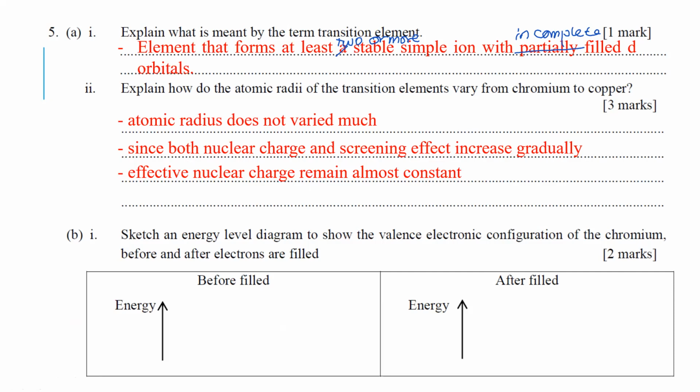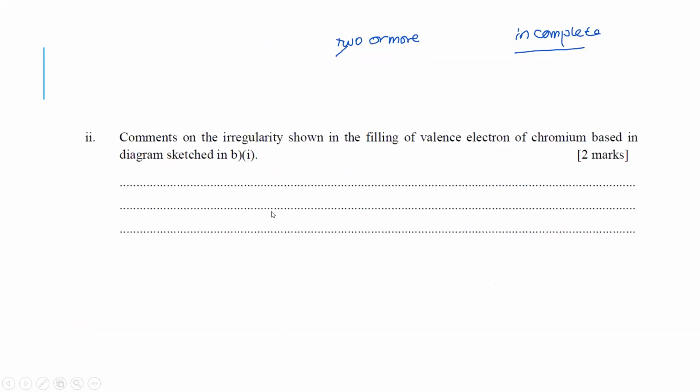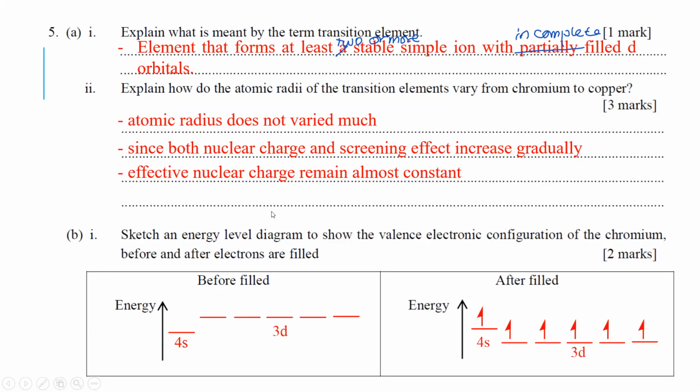B, sketch an energy level diagram to show the valence electronic configuration for chromium before and after electrons are filled. So before electrons are filled, 4s is lower than 3d, and after electrons are filled, 4s is higher than 3d, and you have to fill in such a way that the 4s and 3d are all singly filled with single electrons. So definitely the next question is going to ask you to explain the irregularities here.